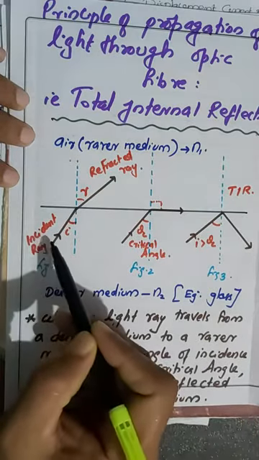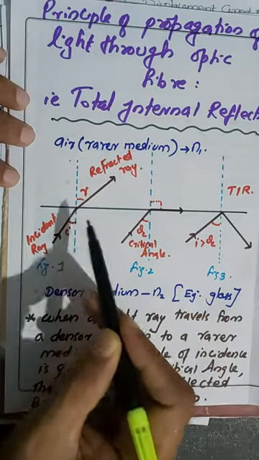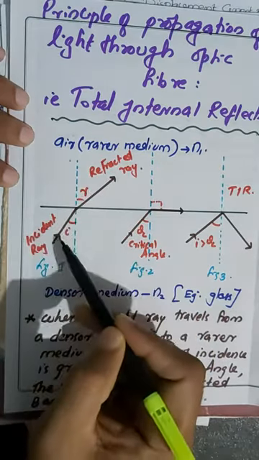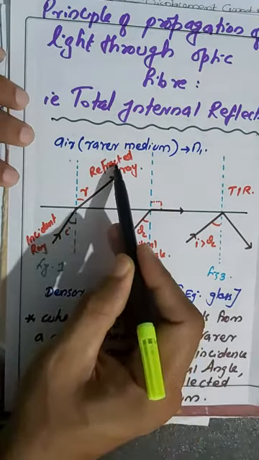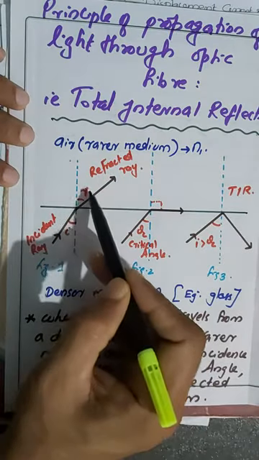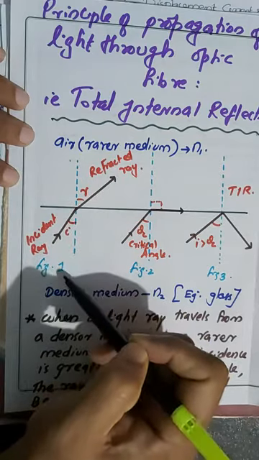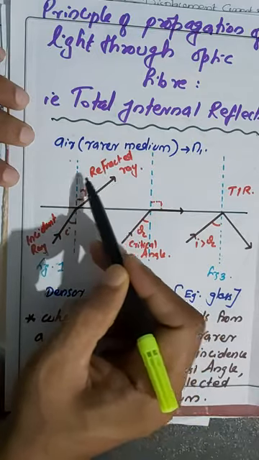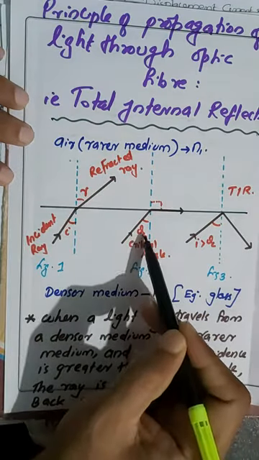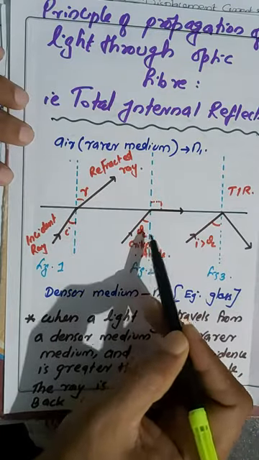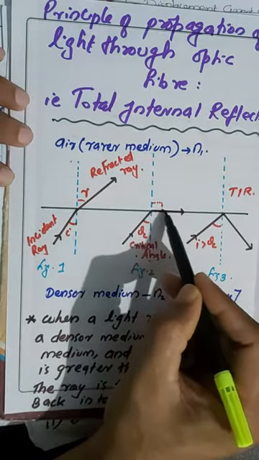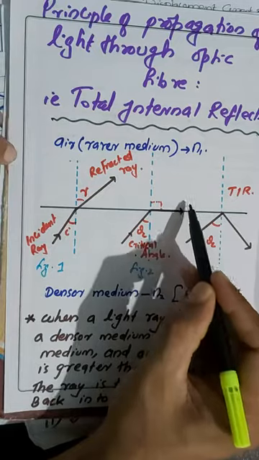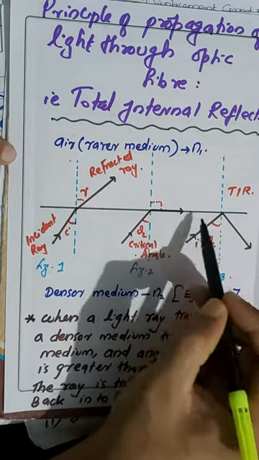You know that if a light ray travels from a denser medium to a rarer medium, it bends away from the normal. Here, the angle of the incident ray is the angle of incidence I, and the angle of the refracted ray is the angle of refraction R. If a light ray travels from a denser medium to a rarer medium, the refracted ray bends away from the normal. Now, if the angle of incidence is equal to the critical angle, theta c, the refracted ray passes along the interface between the rarer medium and the denser medium, that is, along the surface.